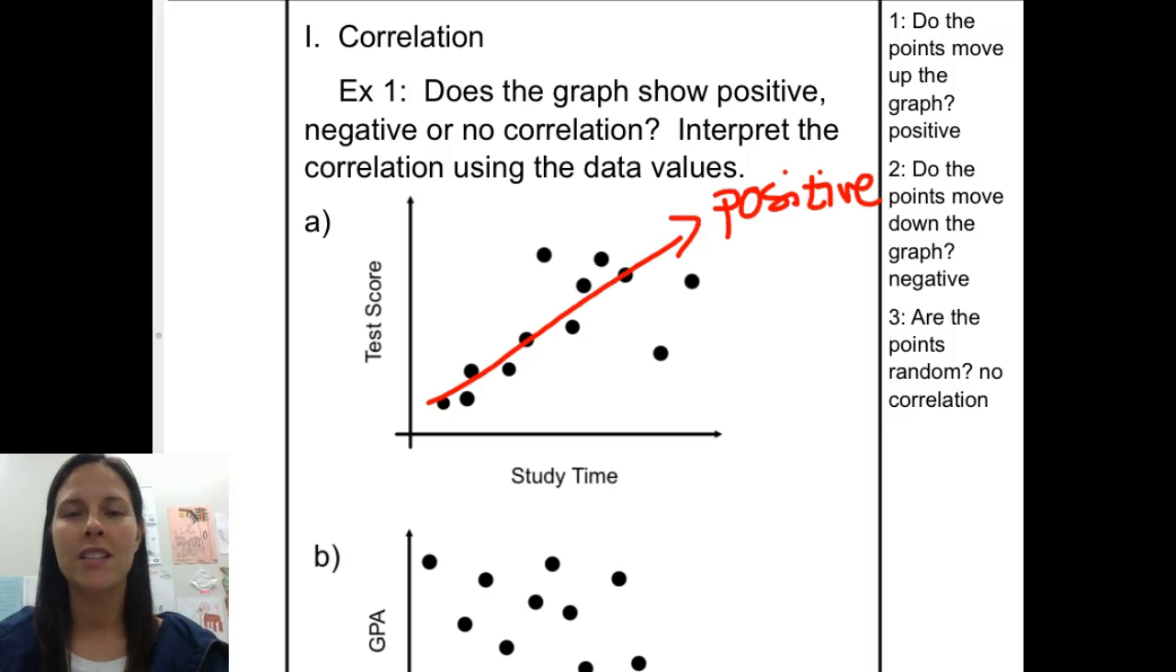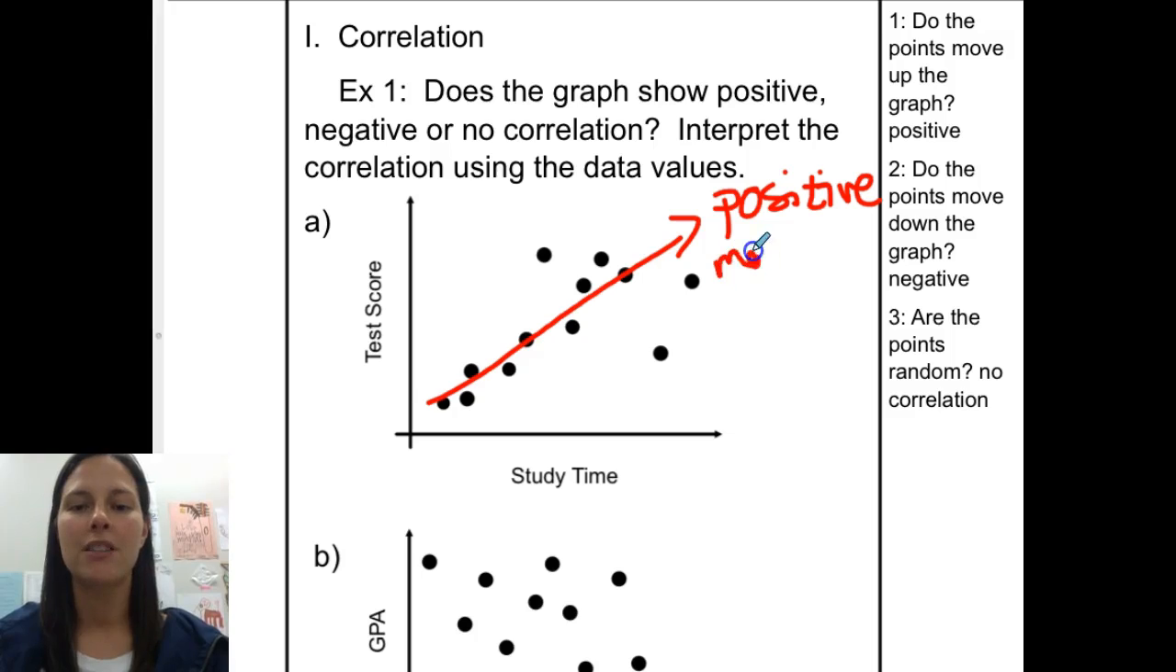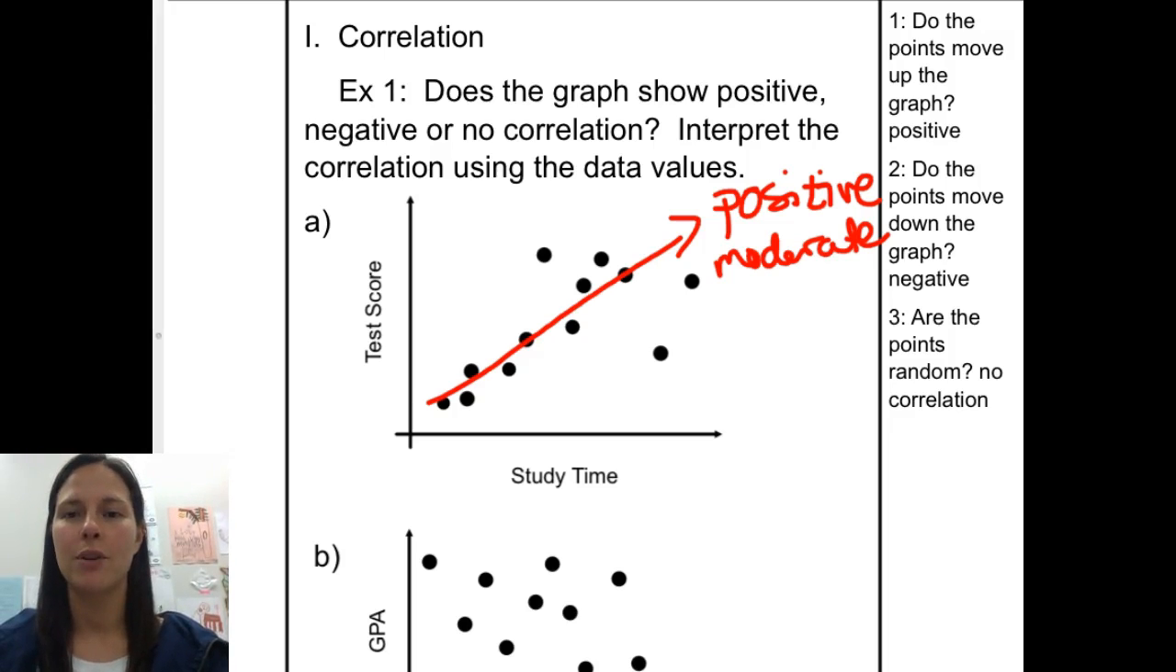We can also classify that correlation as strong, moderate, or weak, depending on how well the data values fit the line. In this case, I have several data values that are quite close to the line, but a few that aren't very close. So I would call this a moderate correlation. It's kind of like in the middle. There's definitely a relationship, but it's not perfect.